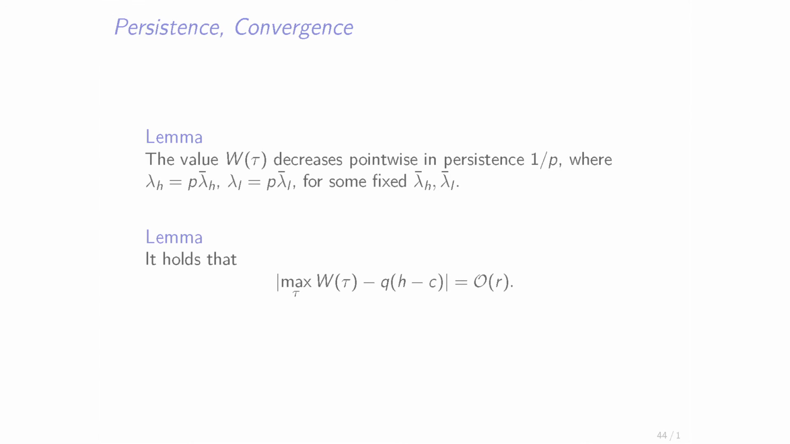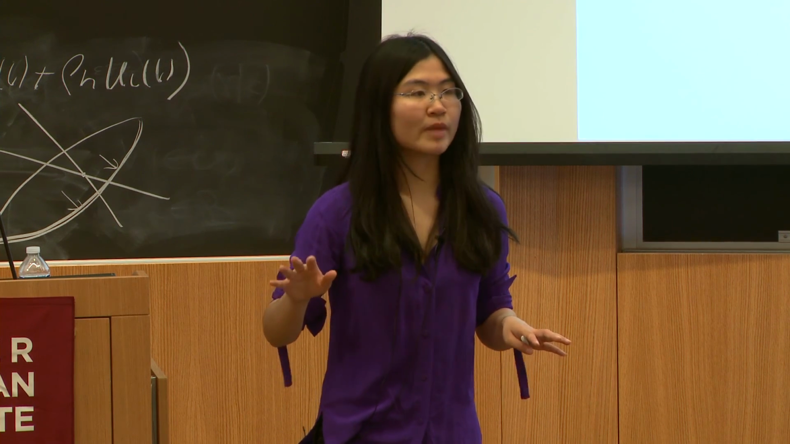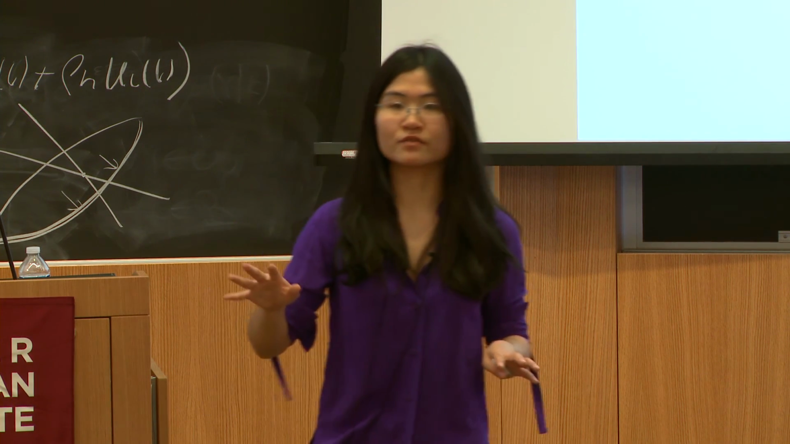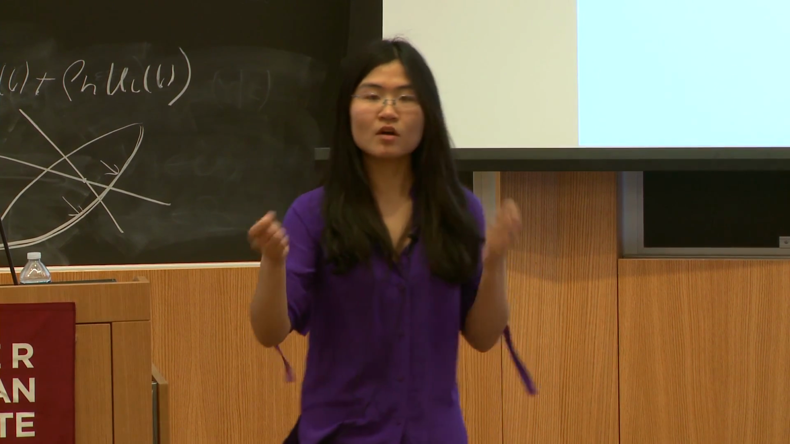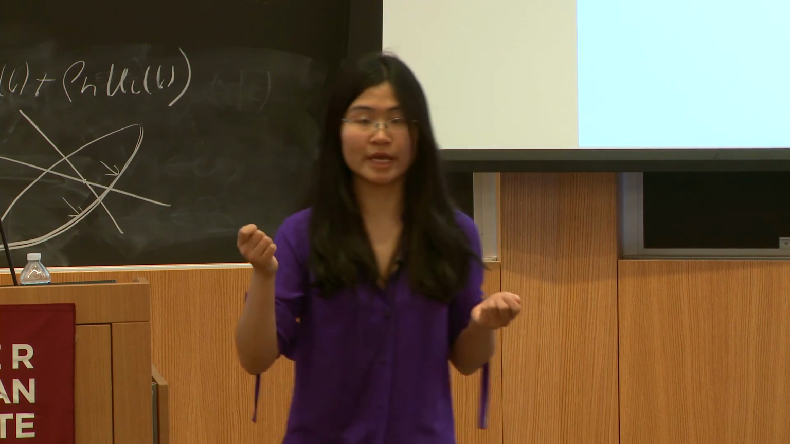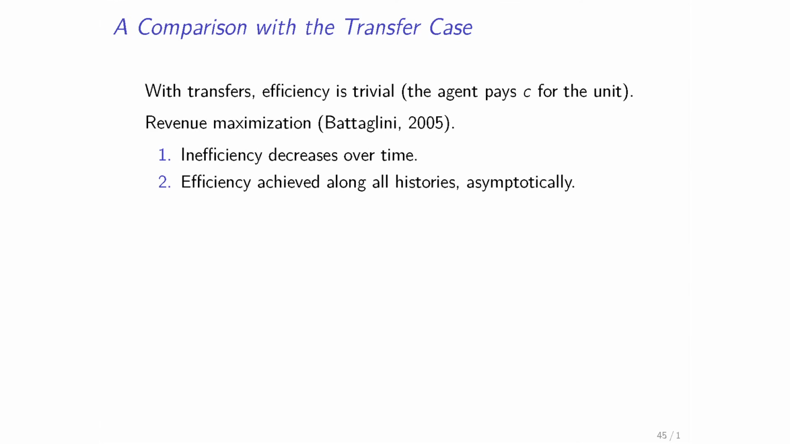And we have to make a very awkward comparison, because we have to compare the optimal welfare-maximizing mechanism without transfers with the optimal profit-maximizing mechanism with transfers, because this is the only non-trivial comparison we can make. In both our paper and Bartagnini's paper, if we have transfers, efficiency is trivial. In our environment, we can charge the agent C for each unit that is provided. So we have to compare, to some extent, oranges with bananas, but still we want to make this comparison.